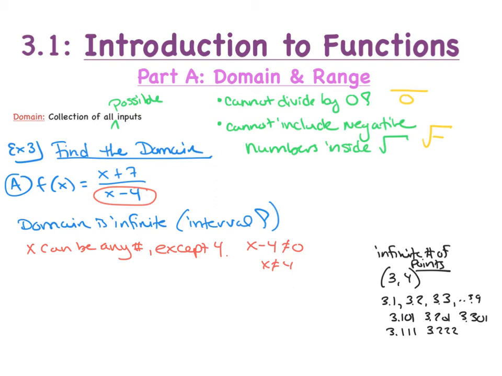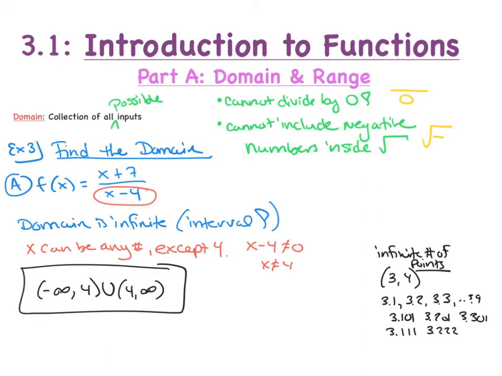So here's how you write x can be any number at all except 4. X can be any number smaller than 4, so negative infinity up to 4, with parentheses because I don't want to include 4, and x can be any number bigger than 4, so 4 to infinity with a union between it. So translating this into English, x can be any number that's smaller than 4, not equal to 4, combined with any number that's bigger than 4 but not equal to 4.